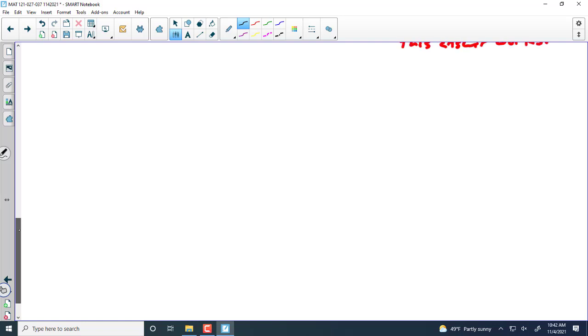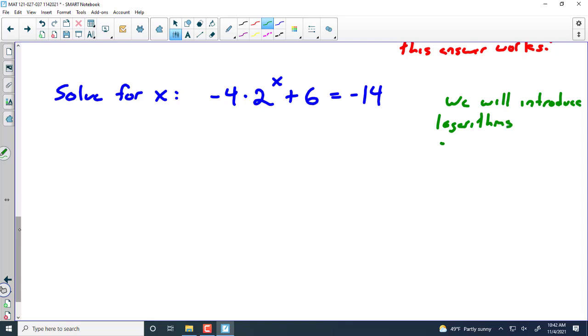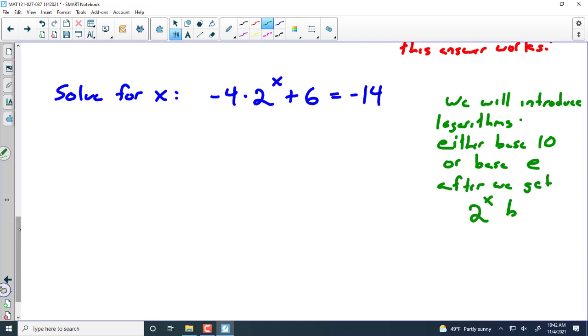All right, check this one out. We will introduce logarithms, either base 10 or base e, after we get 2 to the x by itself. That's a little multiplication dot in there, everyone.